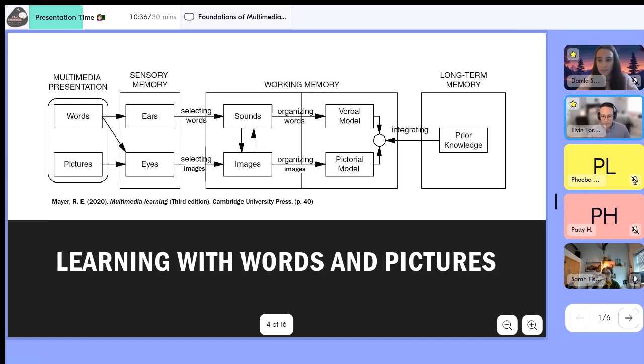Now, what's something to note about this model that I think is key is it's about learning. It's not about anything else. It's not about motivation, aesthetics, liking, experience. All Mayer cares about is whether you learn something. And so it can't explain everything.